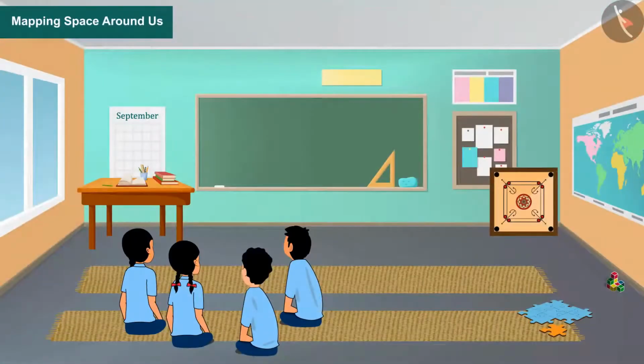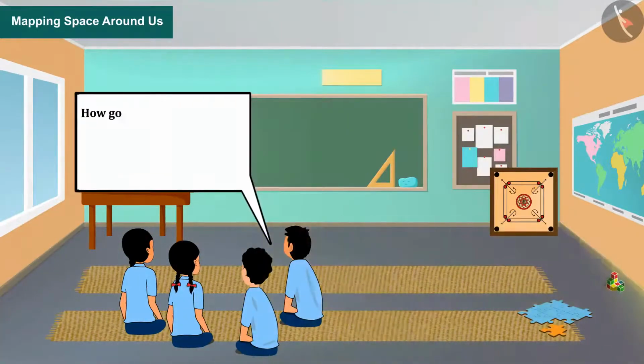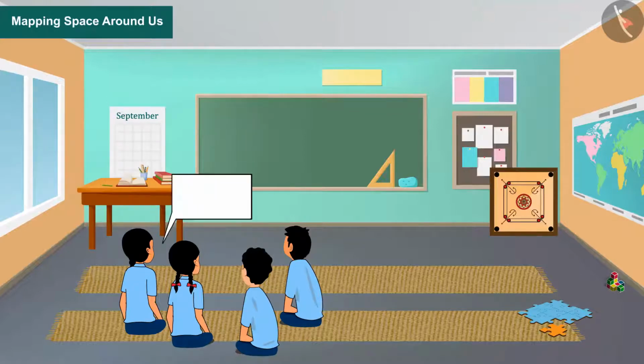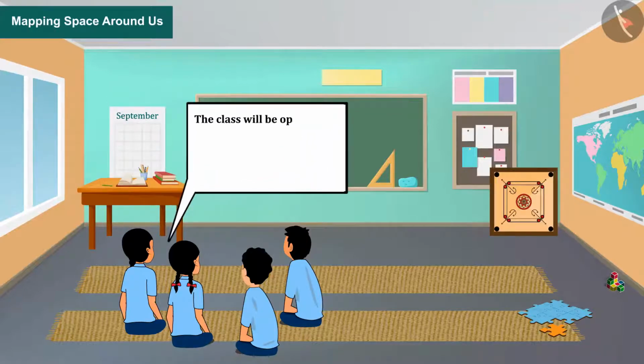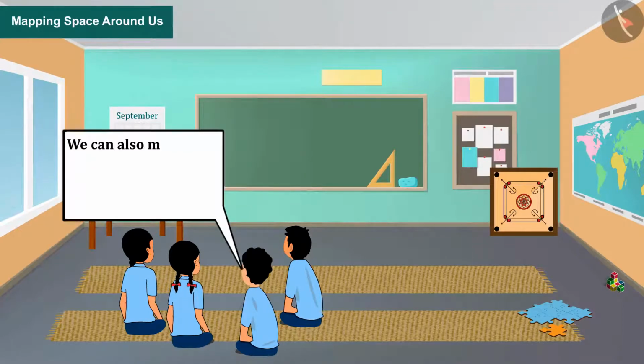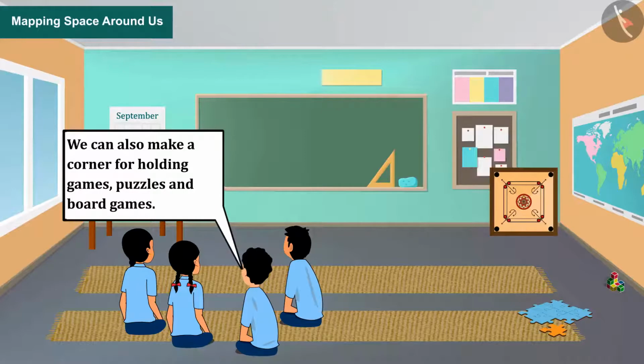Some children were talking about the layout of the class. How good will it be if the carpets of the classroom are put in such a way that a blank space is created in the classroom? The class will be open and clean. Can there be a space to put books in the corner of the classroom? A corner for holding games, puzzles and board games can also be made.